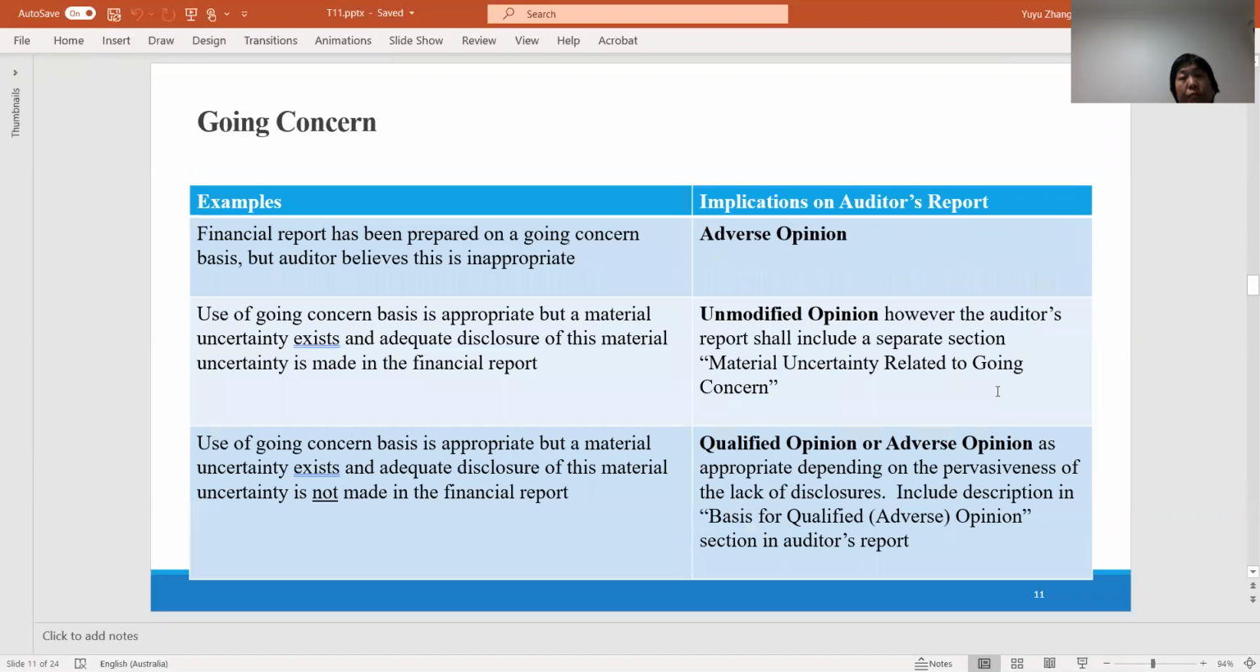And also a lot of cases would be relevant to going concern, but for different types of going concern issues, the audit opinion could also be different.